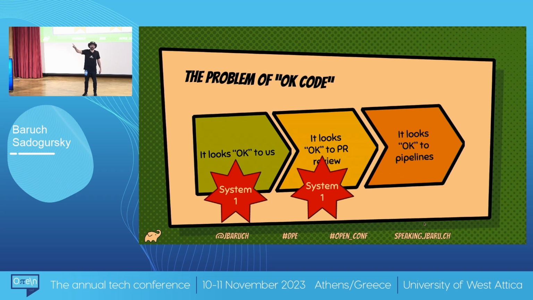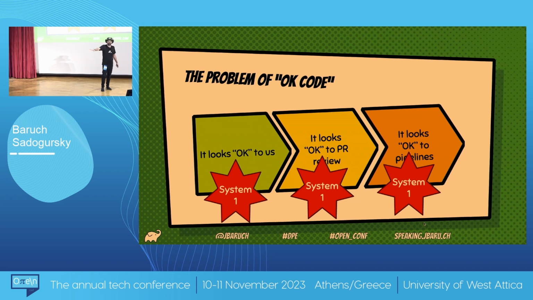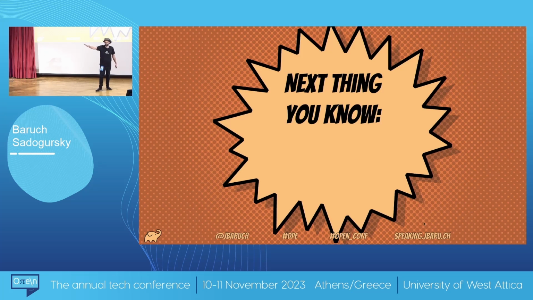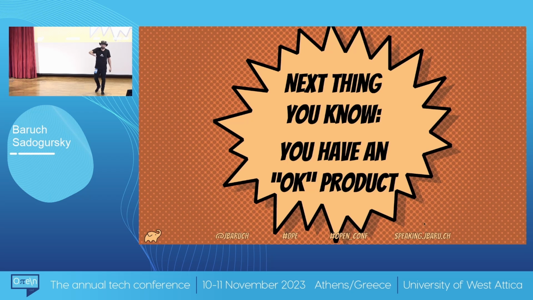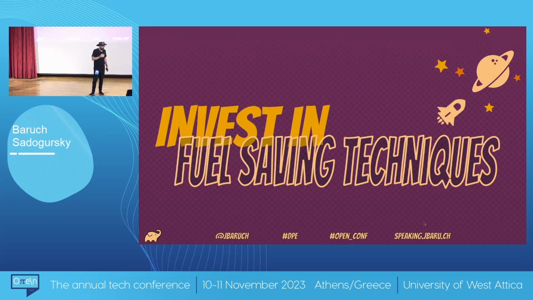Pipelines, as any other algorithm, which system does it use? System 1. All algorithms are always System 1 because this is how algorithms behave. You cannot write an algorithm that will be System 2. So any algorithm is System 1. And this is how your okay code flies under the radar all the way to production. And next thing you know, you have an okay product. And this is not something you want.